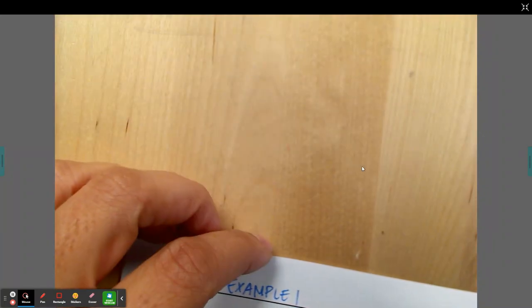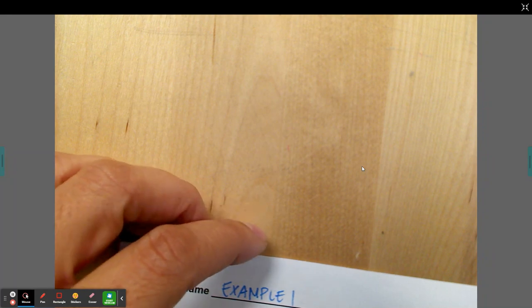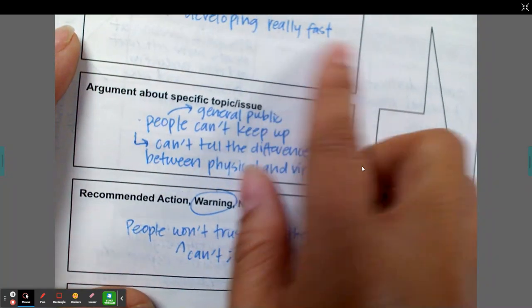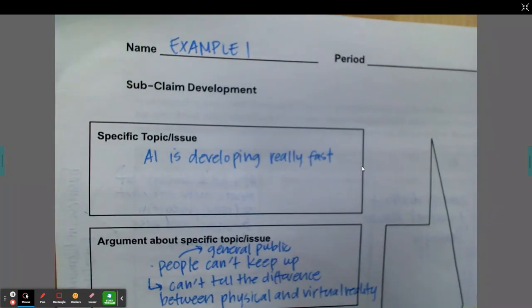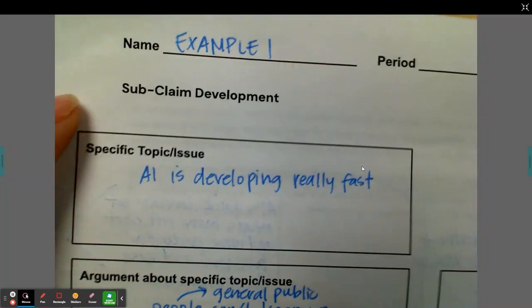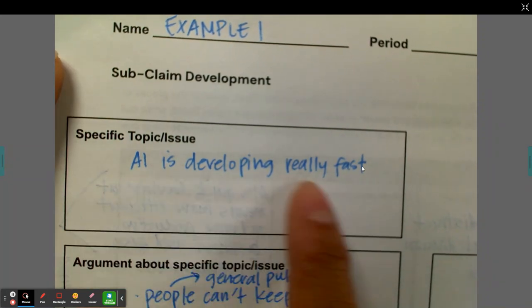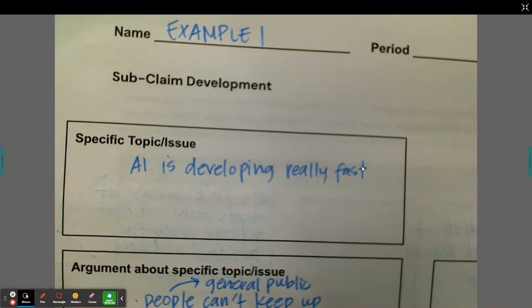Okay, now I'm going to use a sample. I'm pretty sure I shared this claim with you, and I have a bunch of sample claims on the slides in Canvas, but I'm going to mostly use this one today for us to look at. So in this top box right here, I want you to identify the specific topic or issue for your paper. So for mine, it's AI is developing really fast. So a super simple statement.